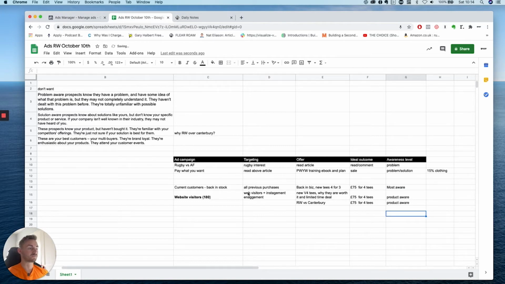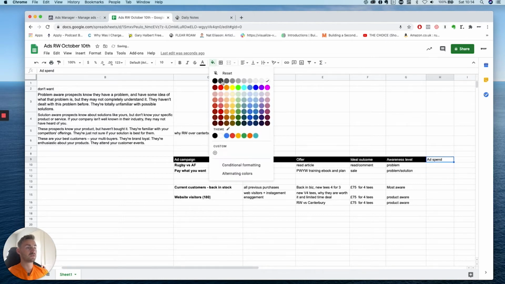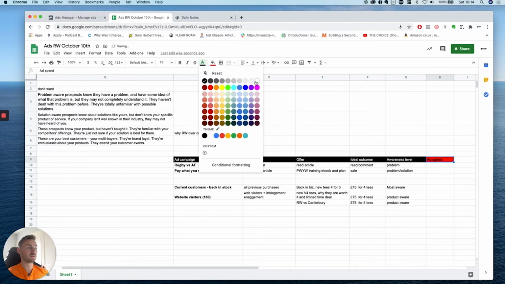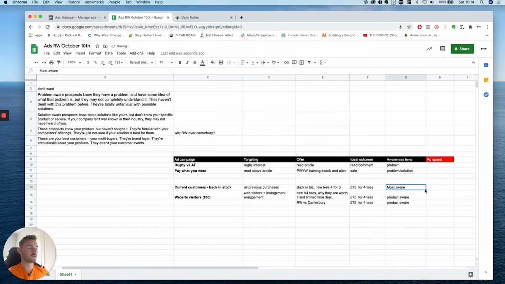Right, so I do this and I go through the stages of awareness. In terms of ad spend, you don't really need to spend loads of money on the most aware. So this could be like 10%, say 15% of the budget.